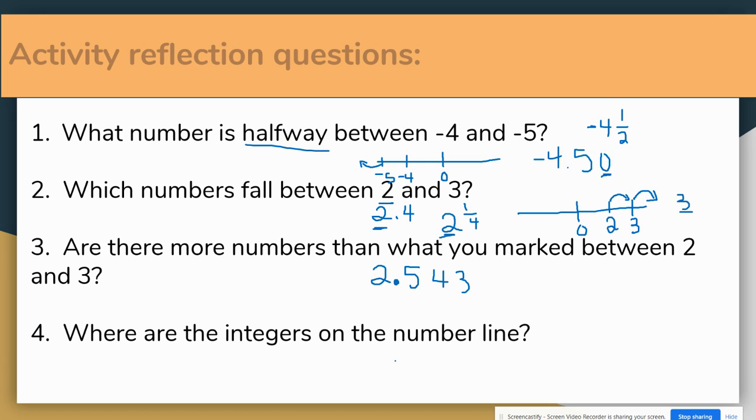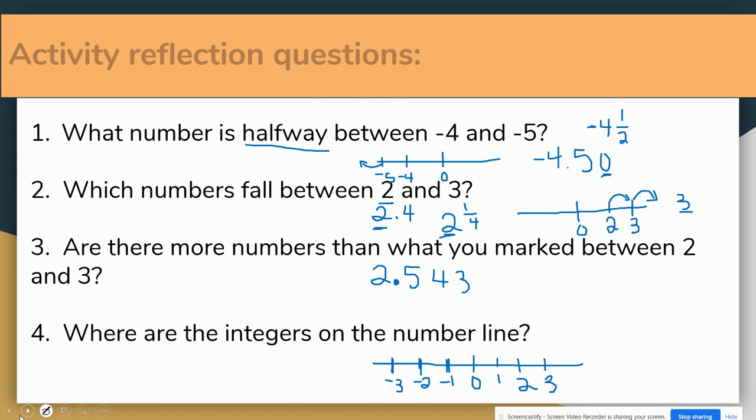Number 4 says, where are the integers on the number line? If you remember, integers are just positive and negative whole numbers. Based on the number lines that we saw, all of our integers are labeled on our number line because there are positive and negative whole numbers. So they were at every single tick mark, is what we sometimes call these little lines.